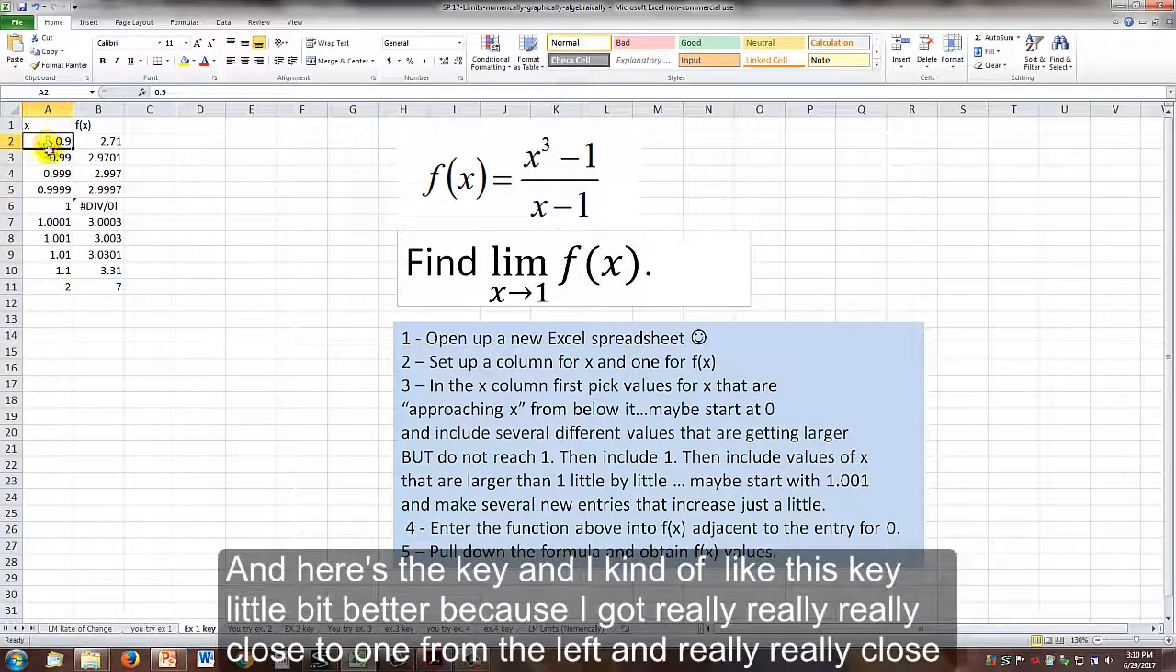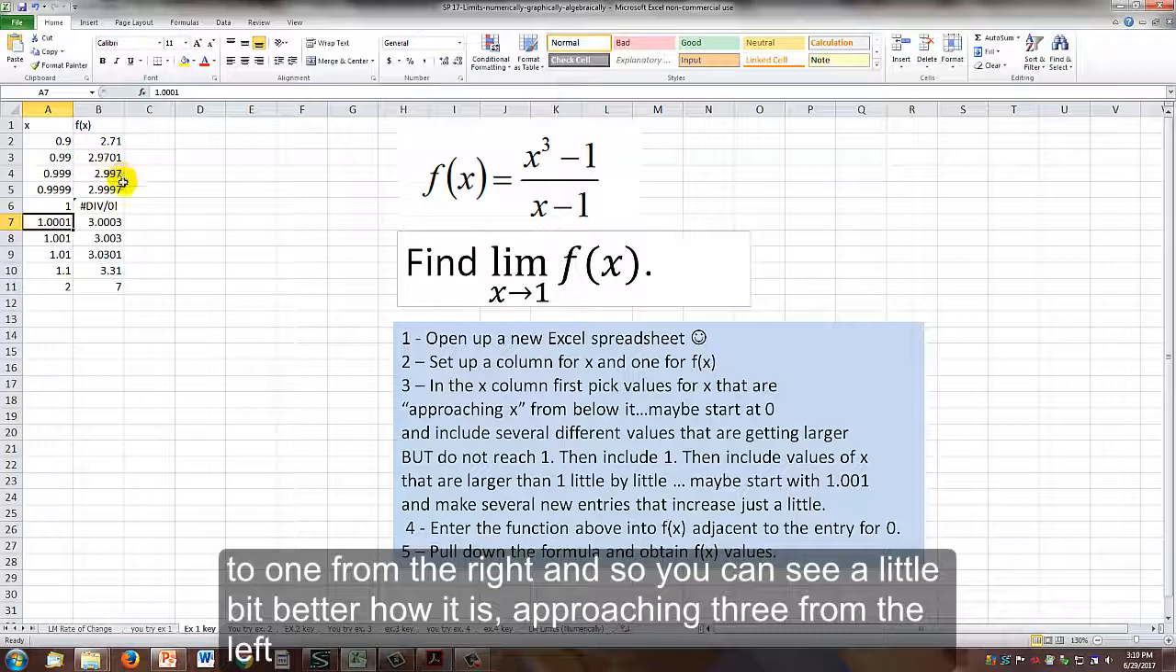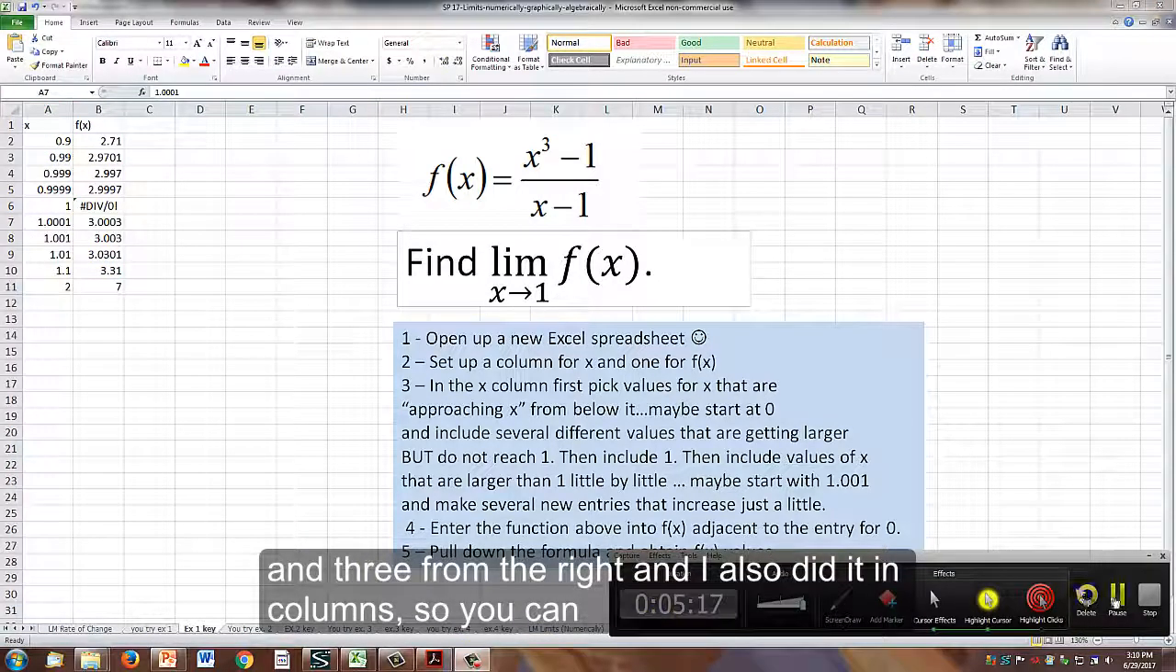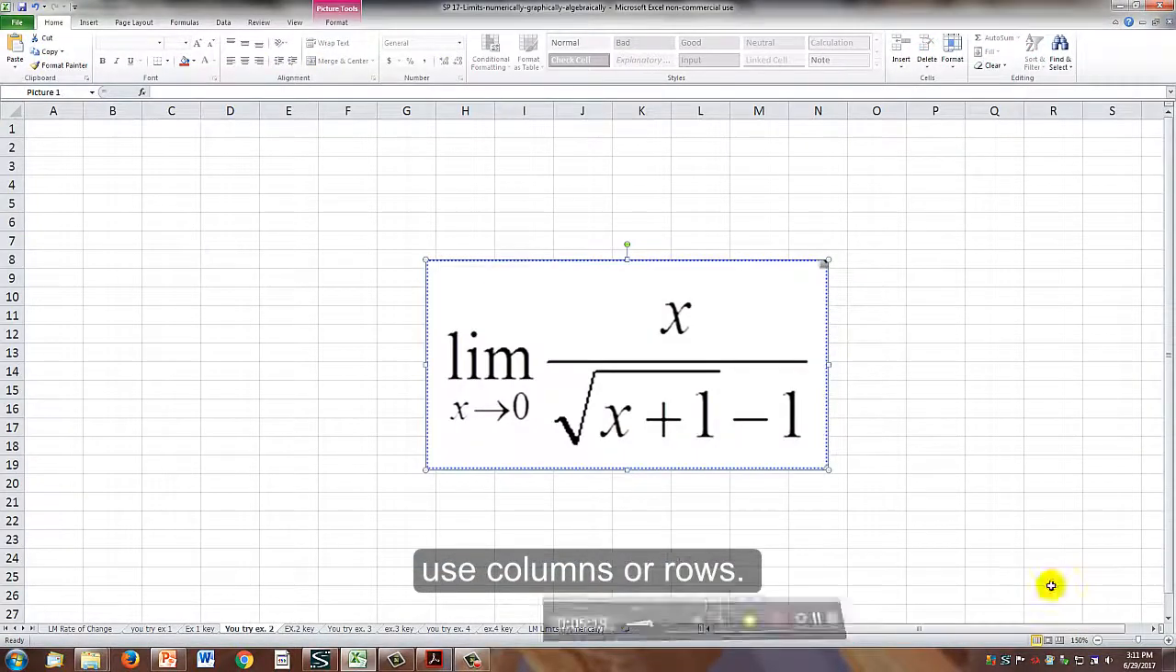And here's the key, and I like this one a little bit better because I got really close to 1 from the left and really close to 1 from the right. And so you can see a little bit better how it is approaching 3 from the left and 3 from the right. And I also did it in columns. So you can use columns or rows.